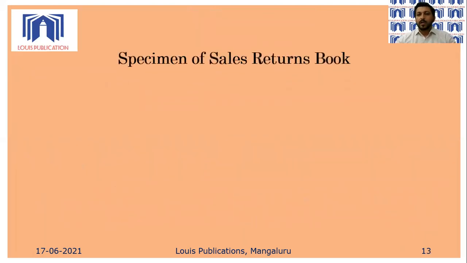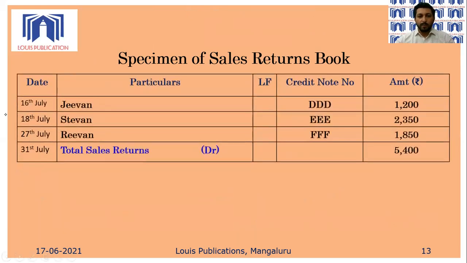So how does a sales returns book look? It is just a replica of the purchase returns book, but instead of the supplier's name, we record the customer's name. And instead of the debit note number, we record the credit note number. Apart from that, there are no changes. So date wise, the credit note number will be recorded. The page numbers of the ledger book on which these customers' accounts are prepared will be entered over here.